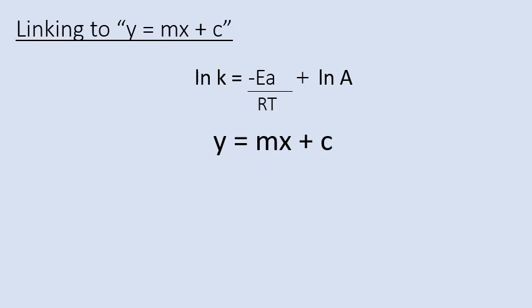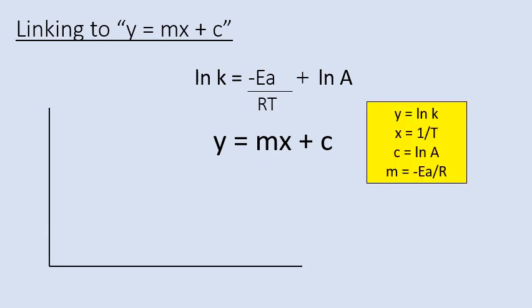Now you come across using this when you do the Gibbs equation. Again, you would plot straight lines with the Gibbs equation and you'd be working out the gradient and the intercept from that. It's the same here. So if we were to plot a graph here, the y would be ln k, the natural log of the rate constant. X is 1 over T.